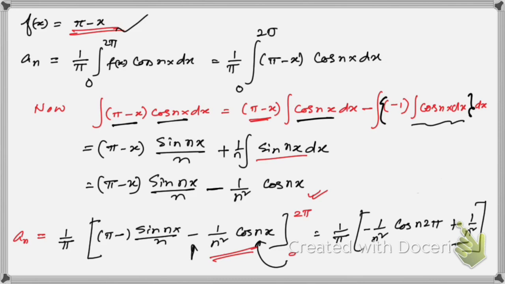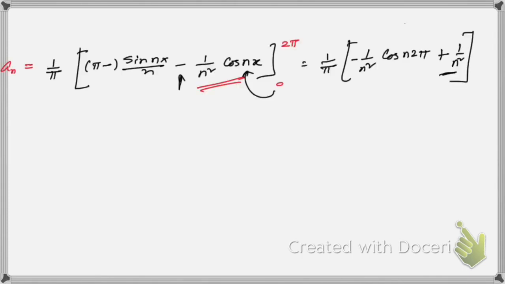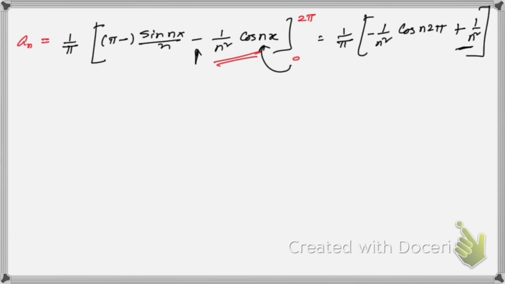Now let me go to the next slide here. Let me copy this result first. Okay, here you see, now you can see 1 by pi, minus 1 by n square.